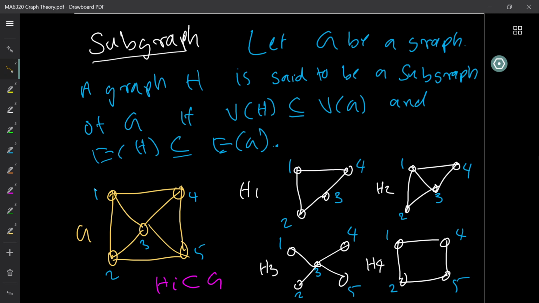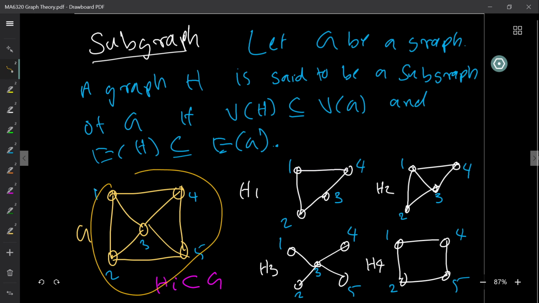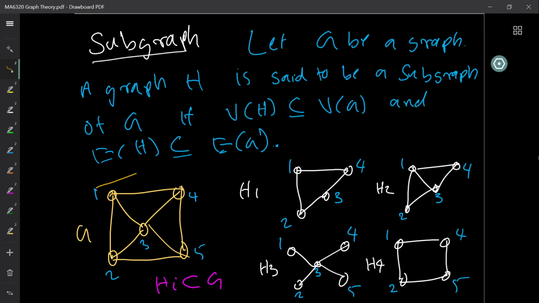Now here are some examples of subgraphs. Given a graph on the left side with the yellow vertices, on the right hand side I have given several subgraphs of this graph. Okay, so H1 is basically a 4 cycle: 1, 2, 3, 4. You can see that all these vertices are present in G, and all these edges are also present in G, so therefore it is a subgraph.